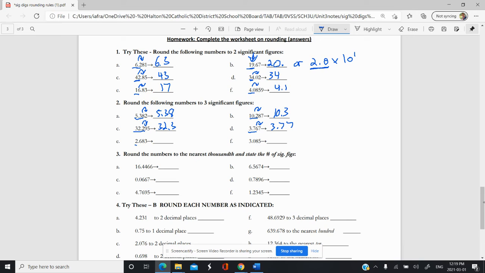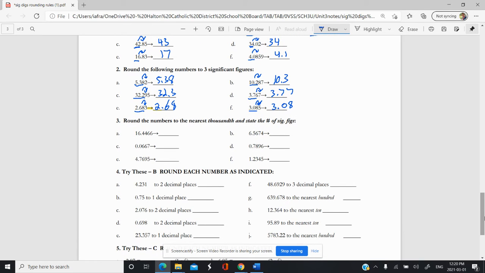Here, we want to round up to there, look next door, round down to 2, whoops, let's erase that. 2, no, we don't want to highlight, we want to draw 2.68. And then we want 3 significant figures here. So 1, 2, 3 up to there. Look next door, it's a 5, it's already even, so we're going to round down to 3.08. And that's 3 significant figures.